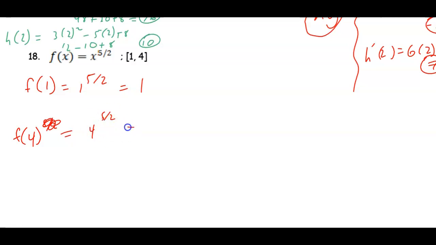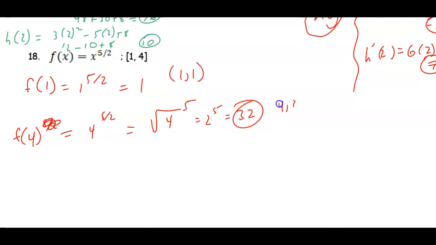So now, if you remember, guys, this can be written. Remember, your denominator is your root. So square root of 4 to the 5th power. Well, the square root of 4 is 2. All right, so 2 to the 5th. All right, and 2 to the 5th is going to be 32. So we have point 1, 1, and 4, 32.